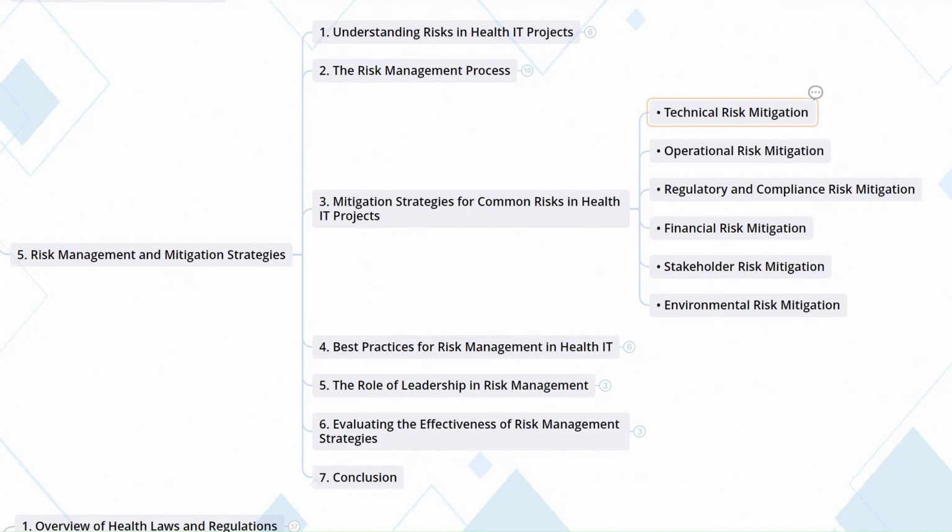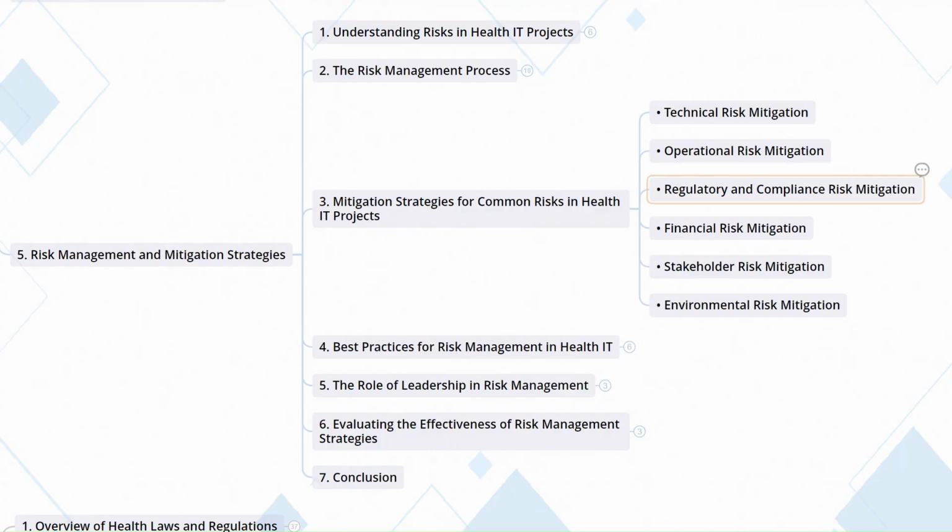Firstly, technical risk mitigation. This includes conducting thorough testing and validation of software before full implementation. Building strong partnerships with vendors can also provide access to technical support and warranties. Next, operational risk mitigation. This includes engaging staff early in the planning process to gather input and feedback on proposed technologies. Comprehensive training programs can help ease transitions and reduce resistance to new systems.